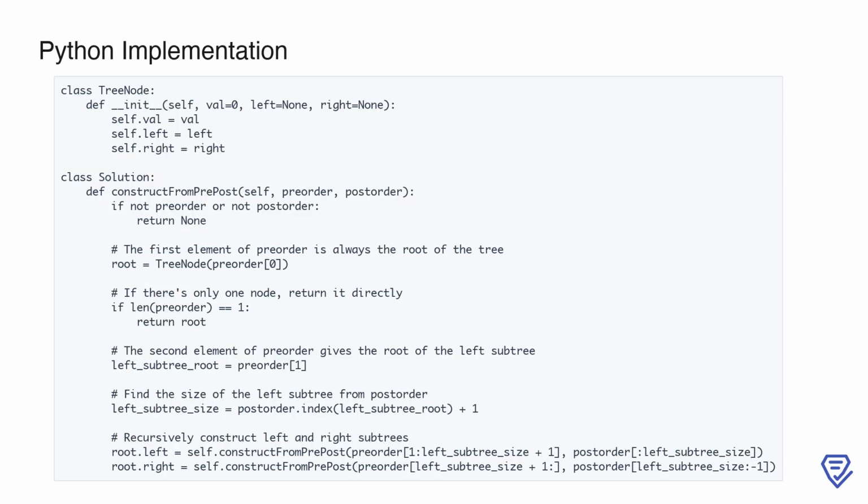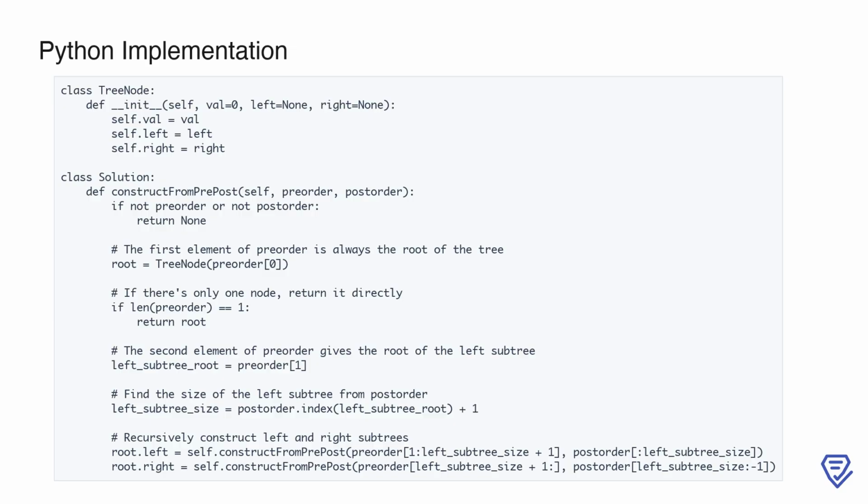Here, we start by defining the tree node class, which represents the structure of a node in our binary tree. Each node has a value, and pointers to its left and right children, both of which default to None. Next, we define the solution class and the method constructFromPrePost, which takes two inputs, the preorder and postorder traversals of the tree. The first check in the method handles the base case where either traversal is empty, in which case we return None since there's no tree to construct.